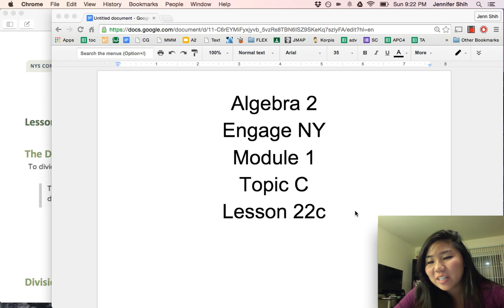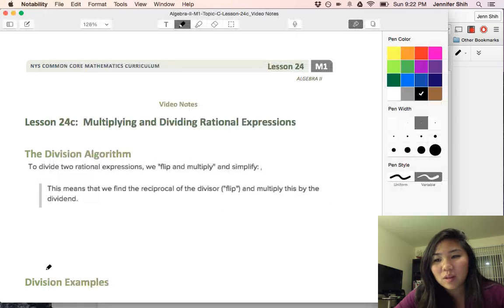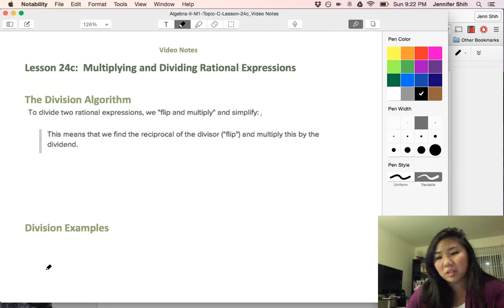Hi, you are taking notes on topic C, lesson 22C. This is from EngageNY for Algebra 2. And if you're following along, you have some notes that look kind of like this. There are multiple parts in this lesson. This is the third part, or part C. And today we're going to talk about dividing rational expressions.